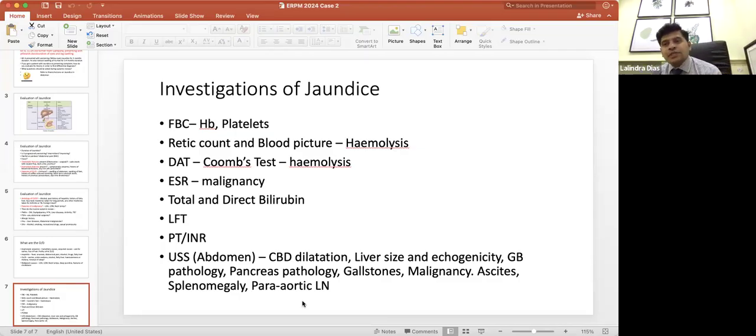Why retic count and blood picture? They will be very important if you are suspecting hemolytic anemia. The retic count will be elevated, and the blood picture will show polychromasia if it is hemolytic anemia. Then if the retic count is elevated, I will do a DAT, or direct antiglobulin test, what you call the direct Coombs test. If the Coombs test is positive, you call it Coombs positive hemolytic anemia, which is autoimmune hemolytic anemia.